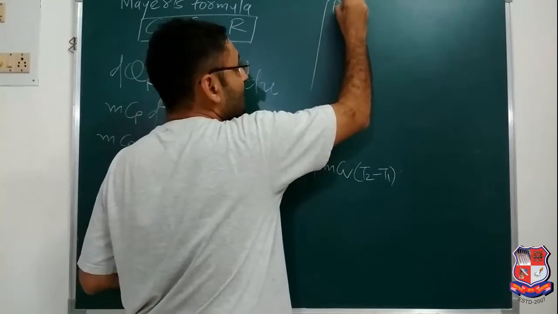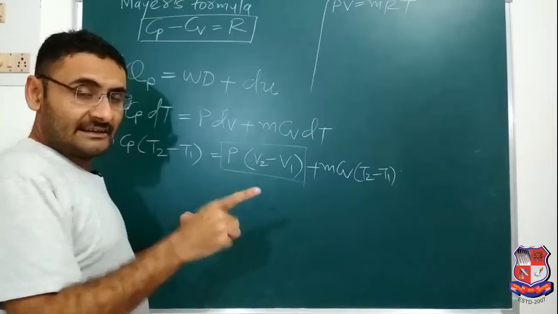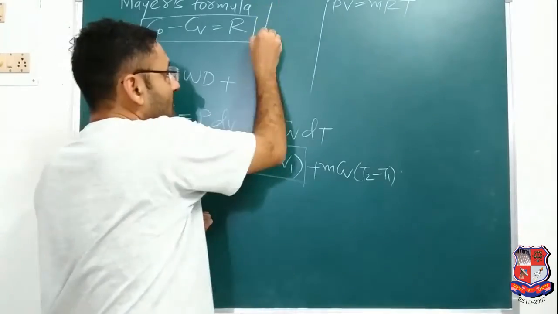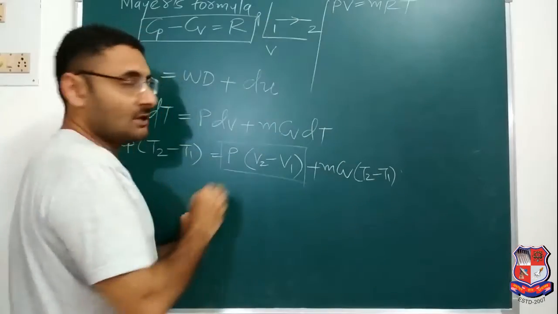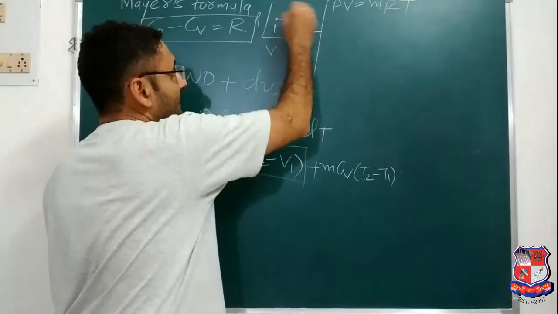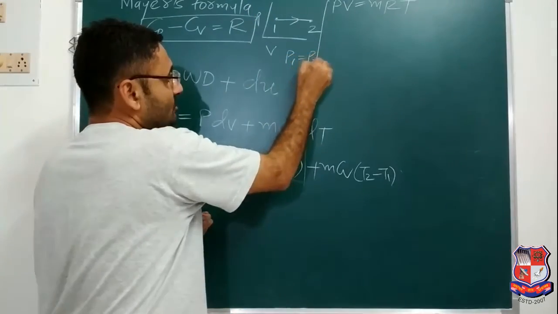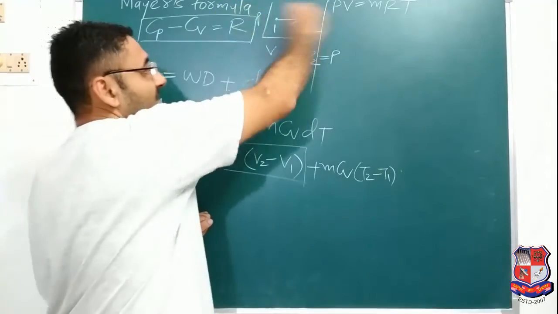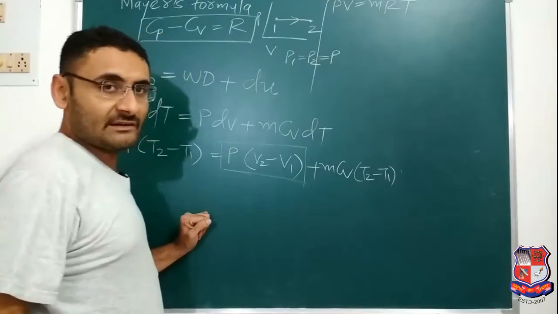So what is the ideal gas equation? PV equals mRT. Now, as it is a constant pressure process, suppose I draw its PV diagram, that is your constant pressure process, 1 to 2. Whatever pressure is there on point number 1, that will be on point number 2. So I can write P1 equals P2 equals P. The pressure on point 1 as well as on point 2 is constant.